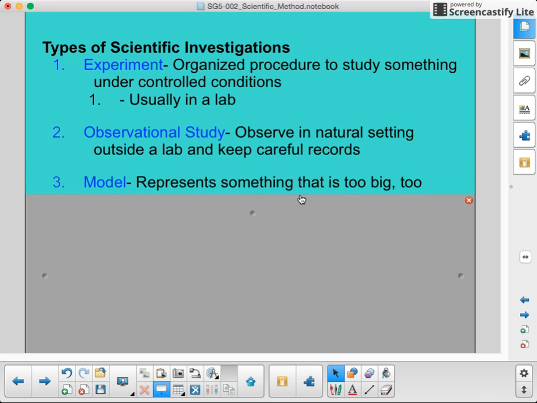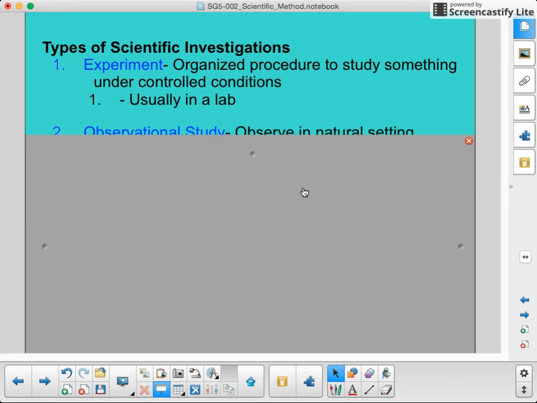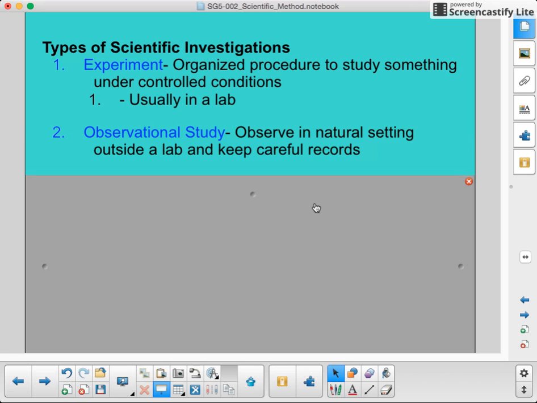Sometimes, though, a researcher doesn't want a controlled experiment. They want to see how something would behave in its natural environment. In that case, they do something called an observational study. An observational study takes place in the subject's natural setting. It's outside of a lab. It's important to keep careful records. So if I wanted to study 6th graders, I might do an observational study in the hallway or the cafeteria. If I wanted to study giraffes, I might do an observational study on the African Sahara.